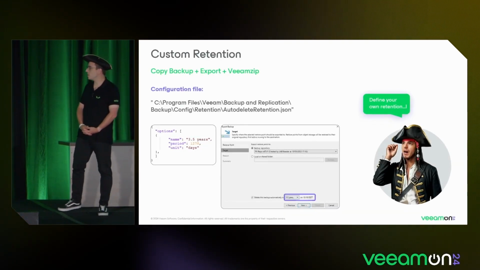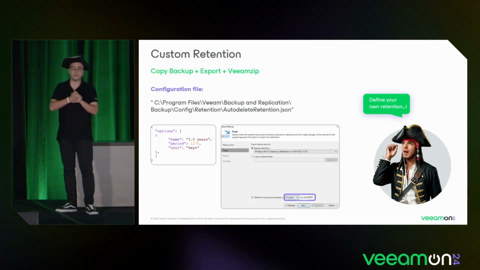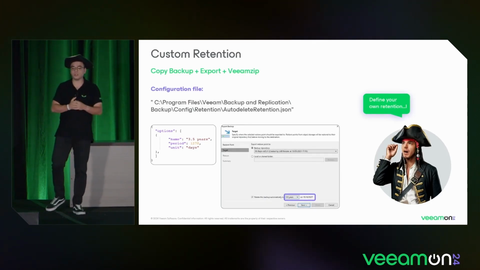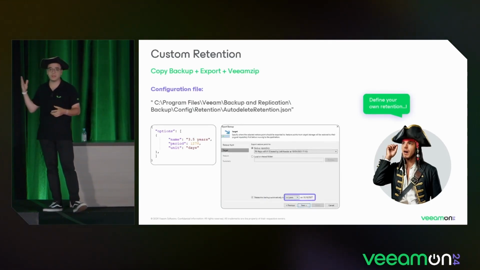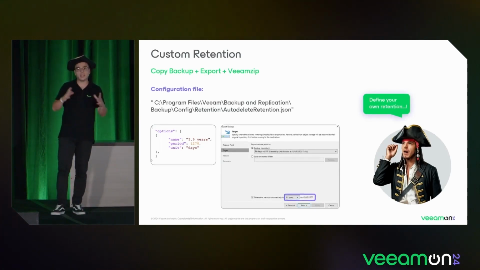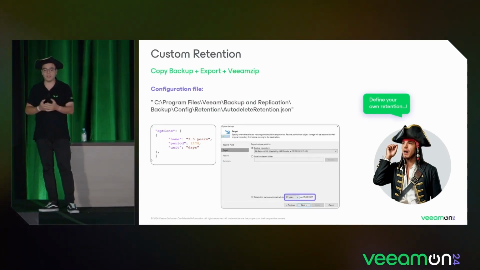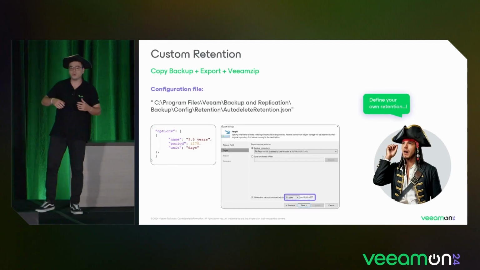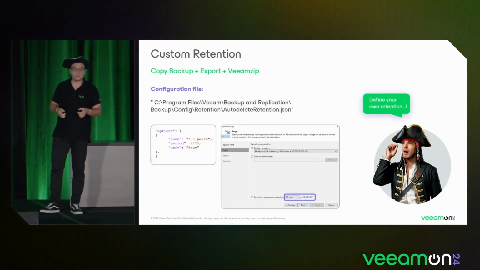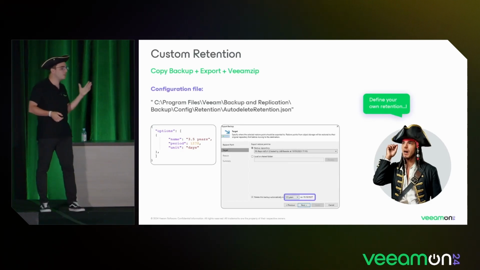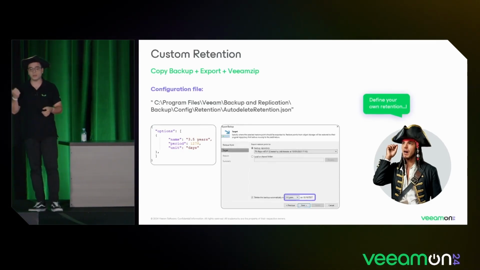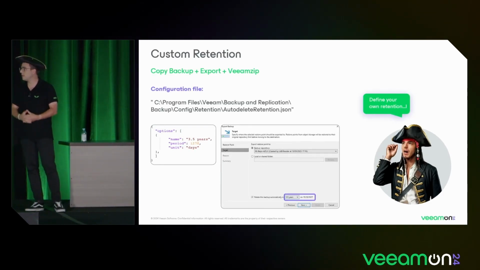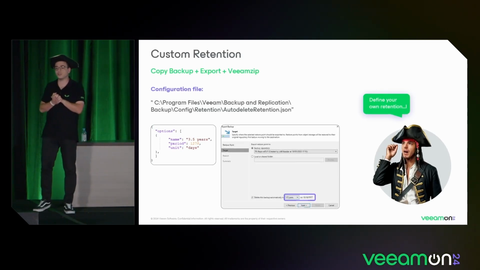Yeah, in version 12.1, we have added the functionality to specify a customized retention period. So you just have to go to this JSON file in the Veeam Backup installation directory. You can add any retention you want. In our example here, we have added 1,278 days, which is 3.5 years. Then you have to close your backup console, open it again, and as you can see, now I have a 3.5 year retention available to me when I'm doing a backup copy, if I'm doing an export of a backup, or if I'm creating a Veeam zip file. I can use my customized retention, the one I need.